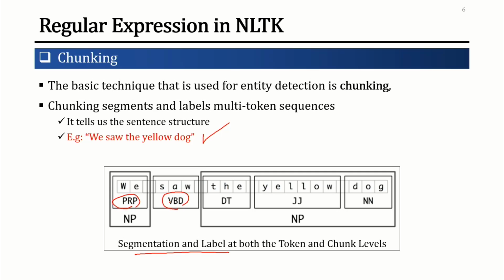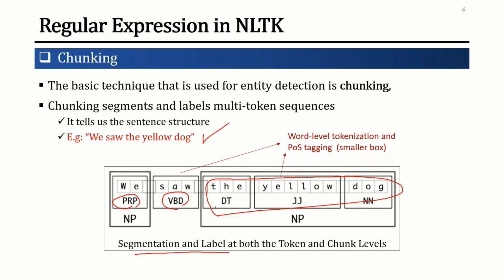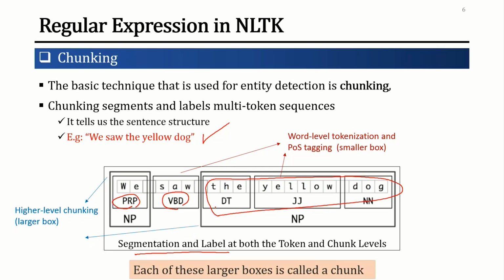For the chunk label, for example, here we have the yellow dog. It is a noun phrase, which starts with a determiner, followed by an adjective, and ends with a noun. So from POS tagging, we get the word-level tokenization, which is represented as the smaller boxes in this picture. And for the higher-level chunking, which is represented in the larger box, we get those for term extraction. In other terms, each of these larger boxes is also called a chunk.